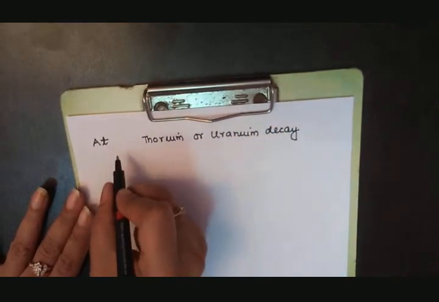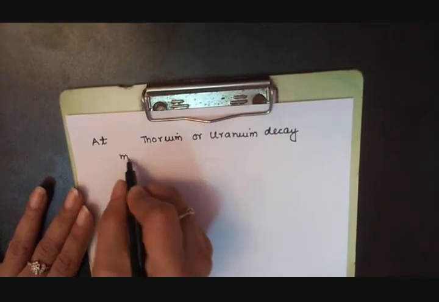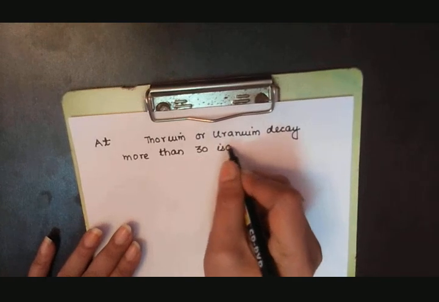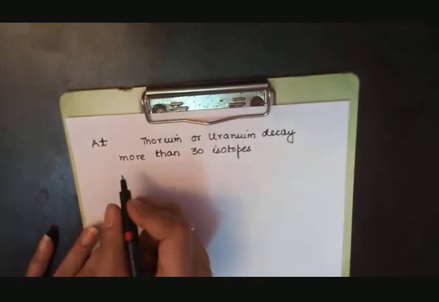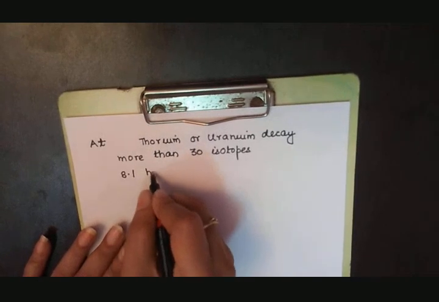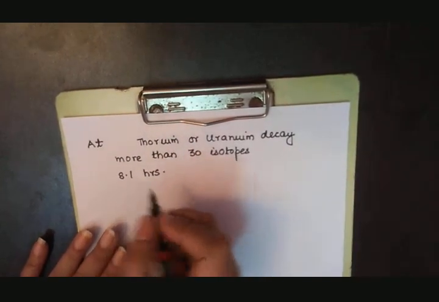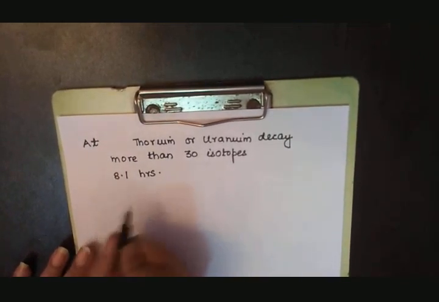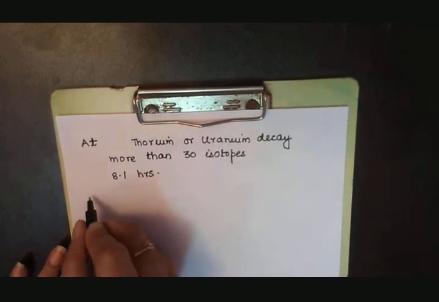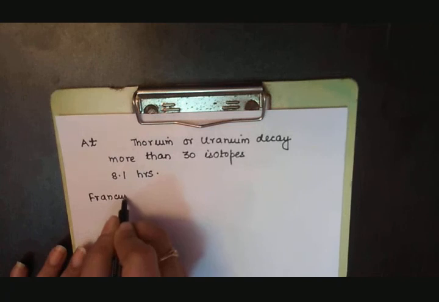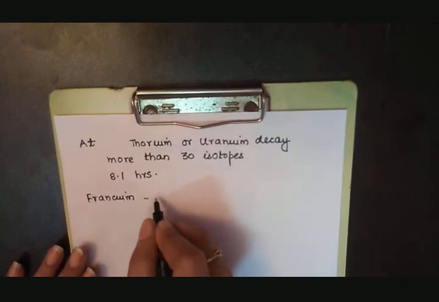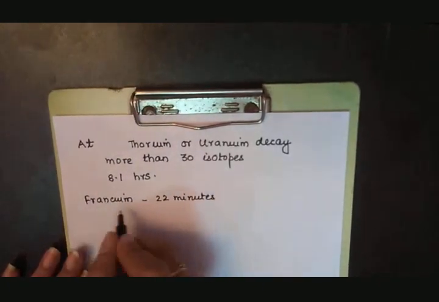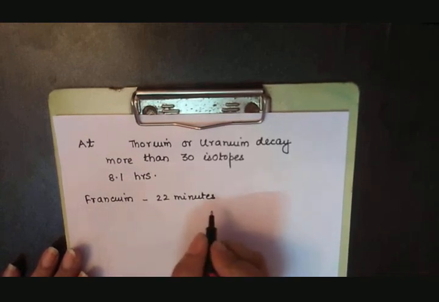An interesting thing about astatine is that it has more than 30 isotopes, and it has a half-life of 8.1 hours. We have already discussed francium in group 1, that francium has a half-life of 22 minutes. Francium, which we have done in alkali metals group 1, has a half-life of 22 minutes. This point is also mentioned in your NCERT textbooks, so do remember.